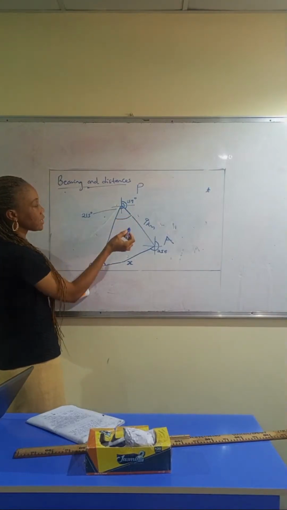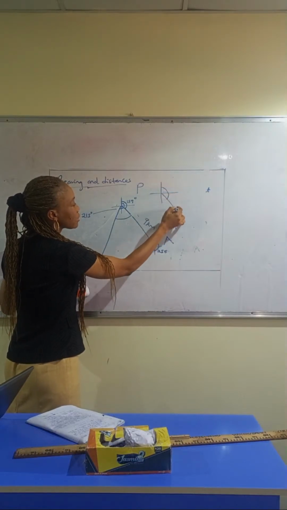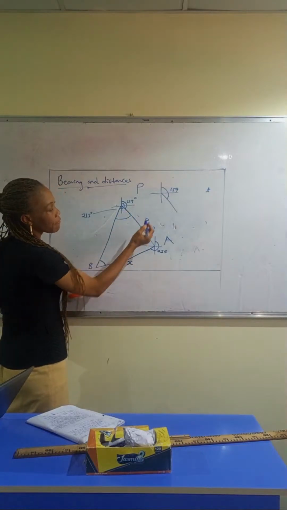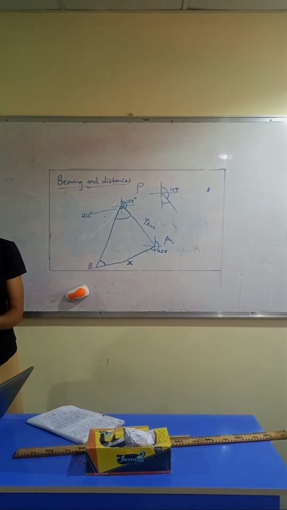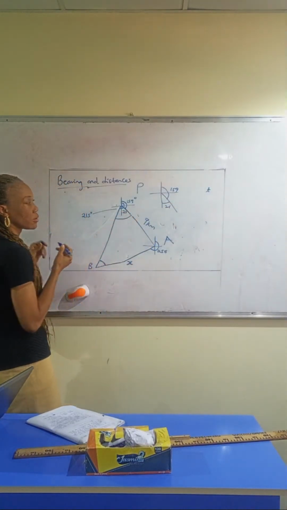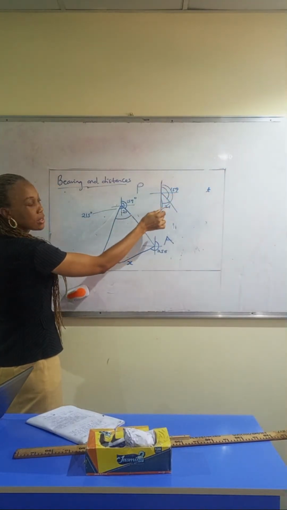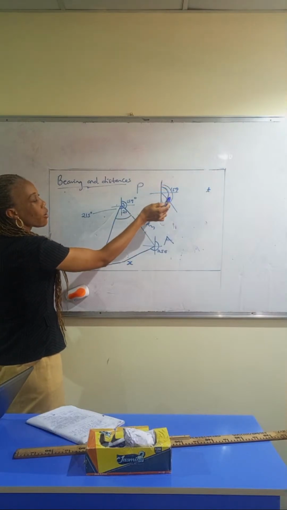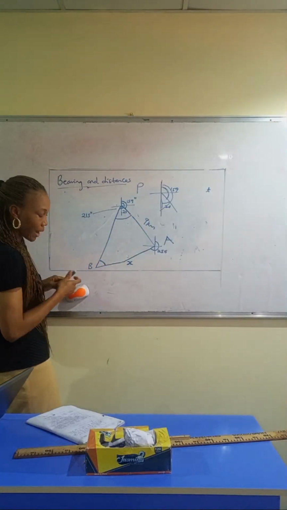Remember that from here is 159. We moved to this point, which is 159. If here is 159, what will be this value? It will be 180 minus 159, which will give us 21. It then means that this small angle here is 21. Remember, this is a straight line. From here to here is 180. So since we are given 159, 180 minus 159 will give us 21. So here is 21.